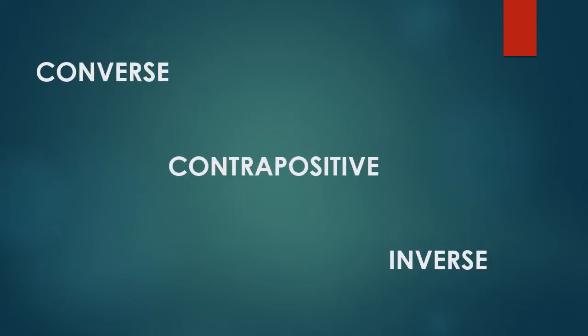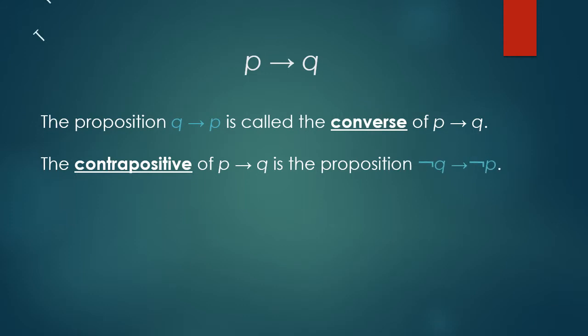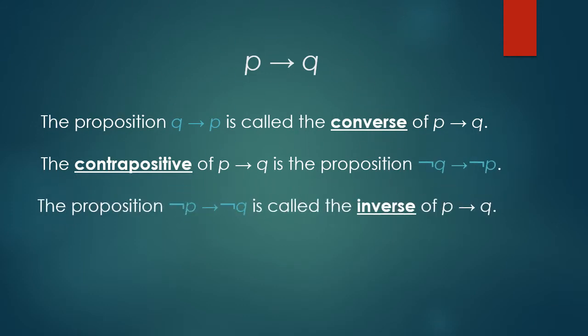Now let's get to the converse, contrapositive, and inverse of a proposition. We can form some new conditional statements starting with the conditional statement P implies Q. In particular, there are three related conditional statements that occur so often that they have special names. The proposition Q implies P is called the converse of P implies Q. The contrapositive of P implies Q is the proposition not Q implies not P. The proposition not P implies not Q is called the inverse of P implies Q.